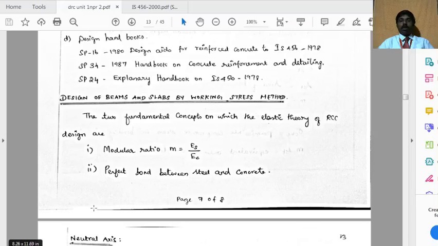In this session, we are going to see about the design of beams by working stress method. So let us see some basic definitions. The first one is modular ratio. It is denoted by the letter M. It is defined as the ratio of modulus of elasticity of steel to the modulus of elasticity of concrete.